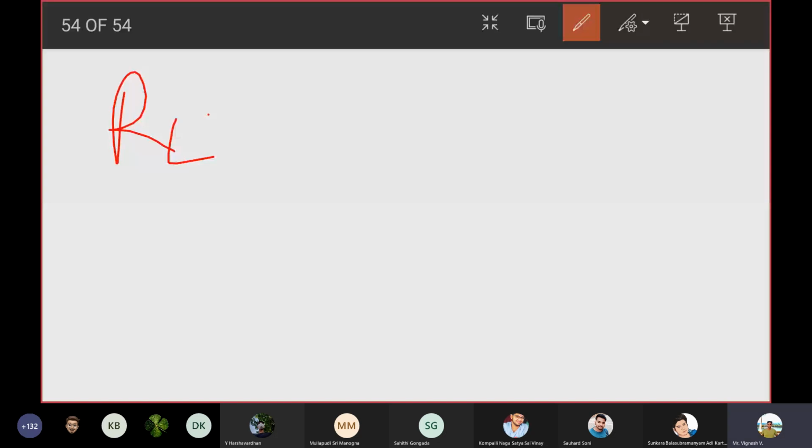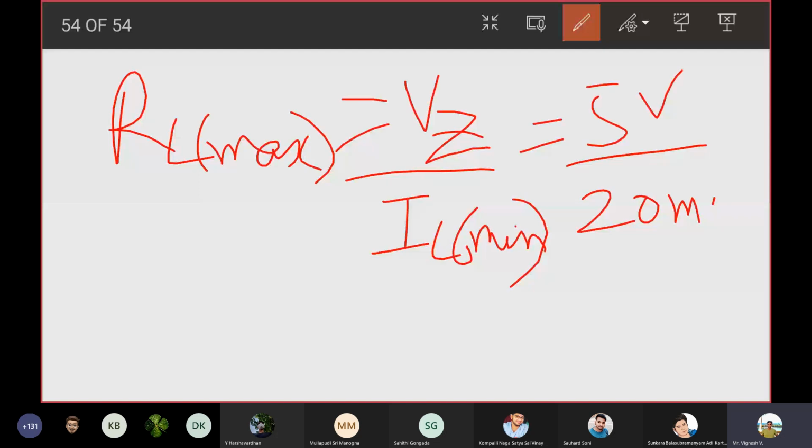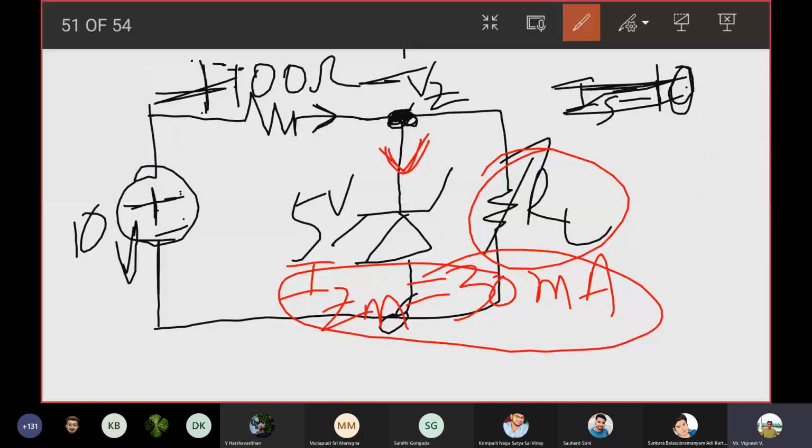Because you know RL max equals, what is resistance equal to? Voltage divided by current. What is the voltage? Voltage is 5 volts. Current is 20 milliamps. What is the value? 250 ohms. If you give a load resistance greater than 250 ohms in the circuit, it will not work because the current flowing through the Zener diode will be greater than 30 milliamps. Am I making sense?